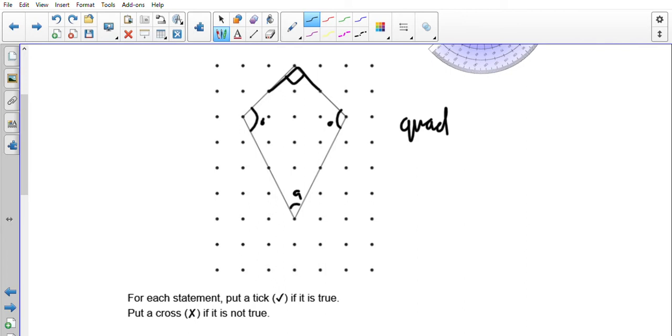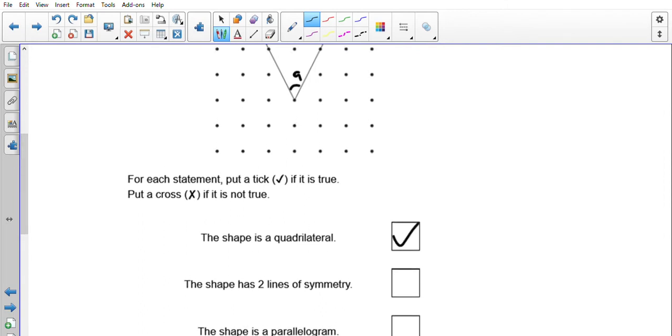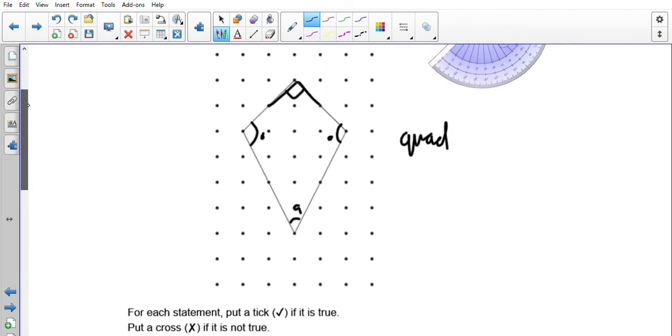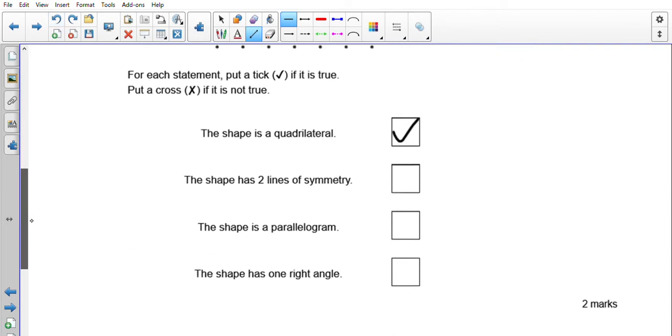Okay, so thinking about that, let's now look at our statements. The shape is quadrilateral, we've already answered that. The shape has 2 lines of symmetry. Okay, well, a line of symmetry is somewhere where I can draw a line down the shape and both sides are a reflection of itself. That's one. But this one here is not. That's not a line of symmetry. So this shape here only has 1 line of symmetry.